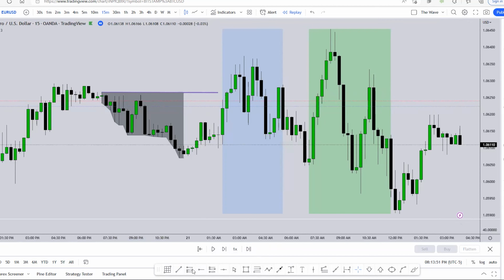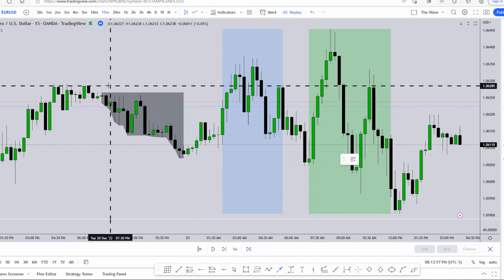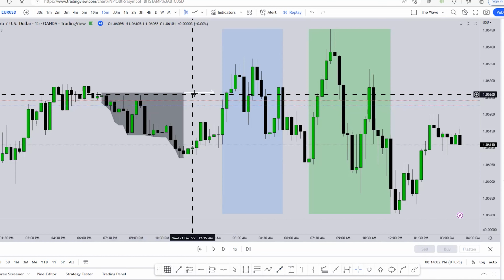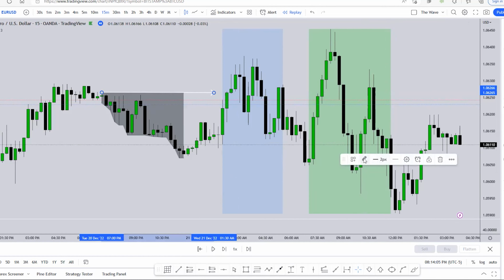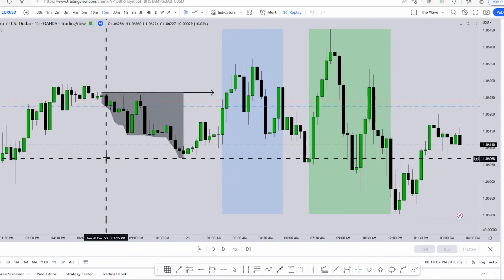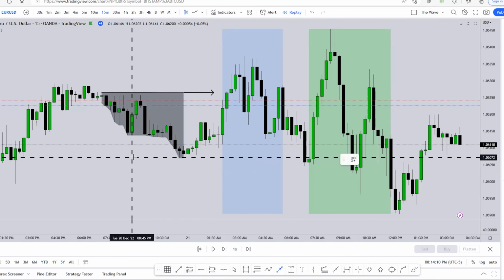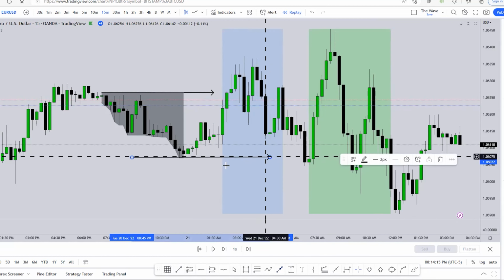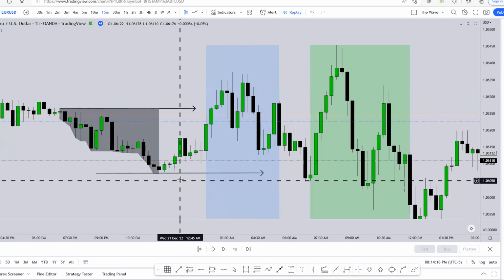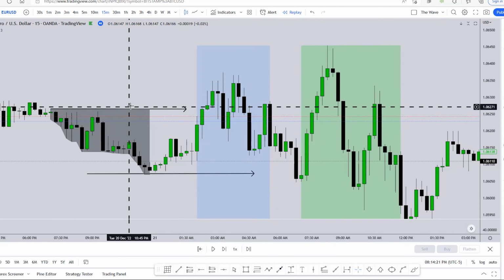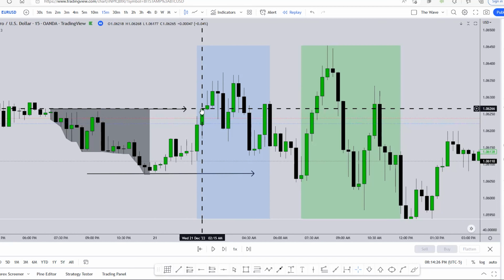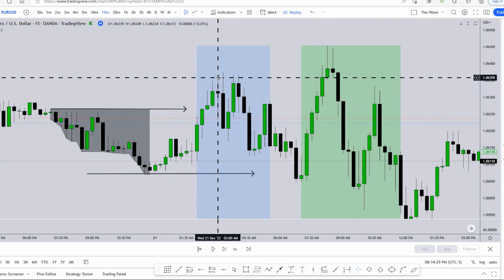Actually, let me use arrows here. So we have our Asian high. Switch this to black. And we have our Asian low. Now, if you're going to trade the London kill zone, what you want to see is the Asian high or the Asian low being taken. So as you see here, Asian highs were taken, right?